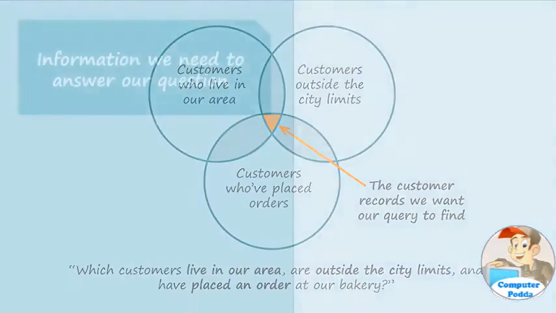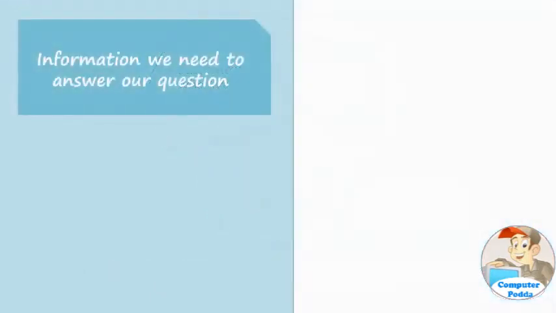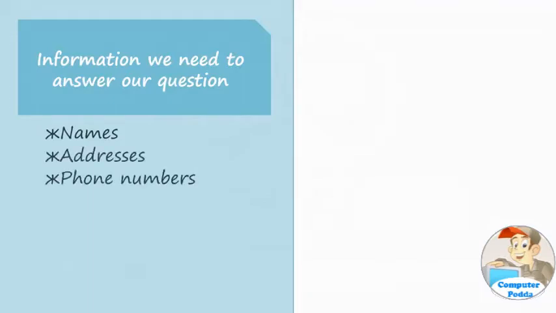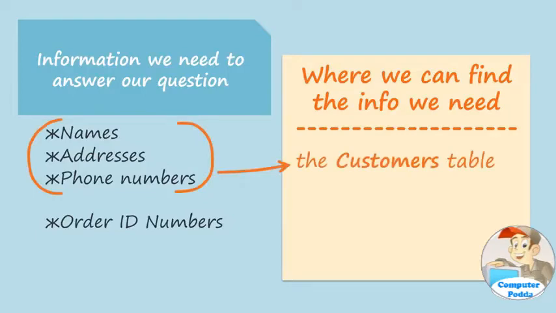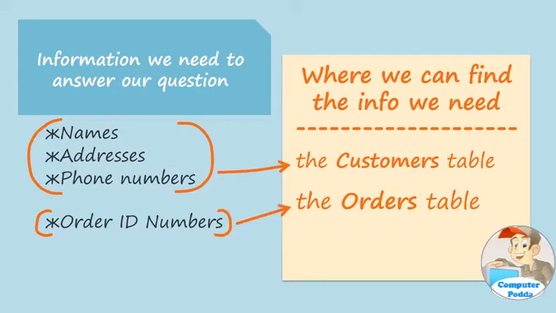The second step is to identify the information that we need. We'll need the customers' names and their contact information, and in order to know whether they've placed an order at our bakery, we'll also need to look at the order ID numbers. The third step is to locate the tables that contain the information that we need. In this case, the customers' names and contact information are stored in the customers table, and the order ID numbers are stored in the orders table. So that means we need both of these tables in our query.